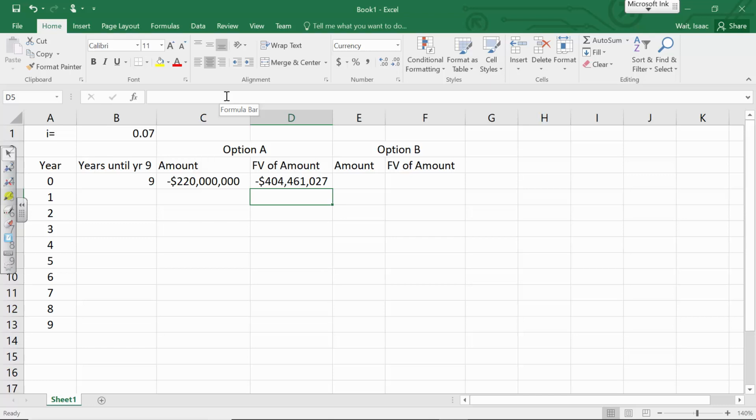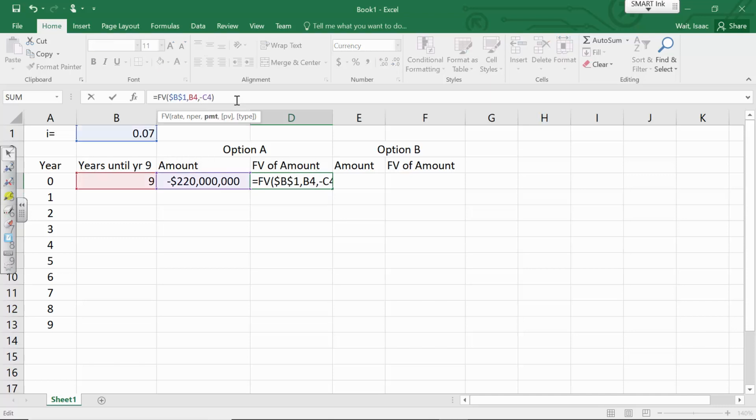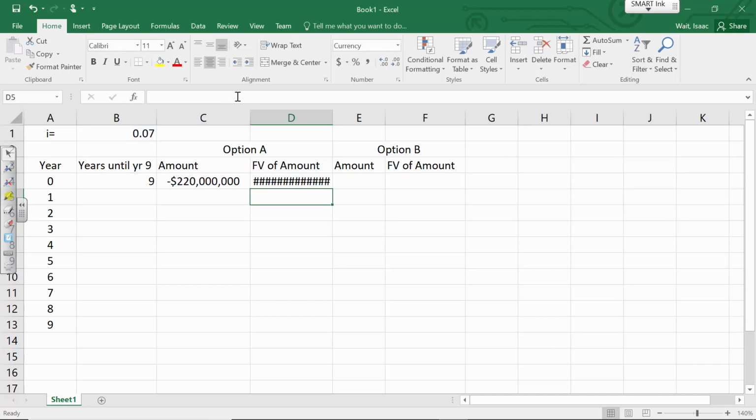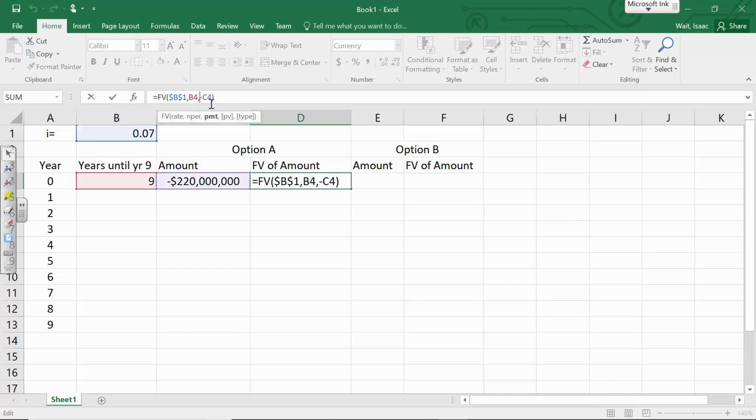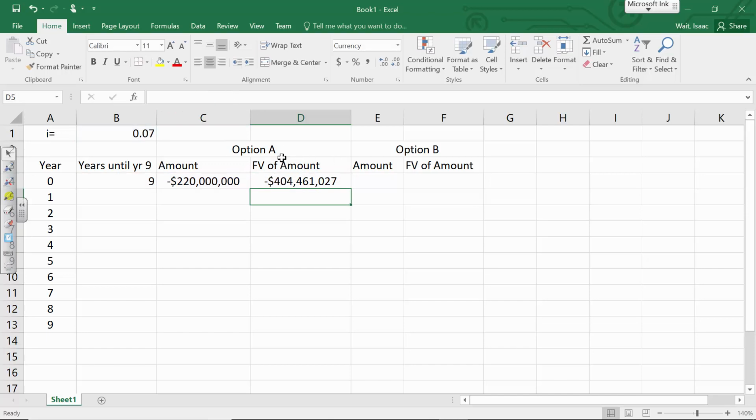If it had returned something that was like off the charts, huge, like if I'd forgotten that double comma, look what it would say. Instead of the 400 million, now it's saying 2.6 billion. Now, I know compounding is powerful, but it's not that powerful that in the course of 9 years, 220 million goes to 2.6 billion. So that would be an indicator, oh, there's a mistake. I forgot to put in the double comma. All right, so that's just the refresher I wanted to give you on the FV function.